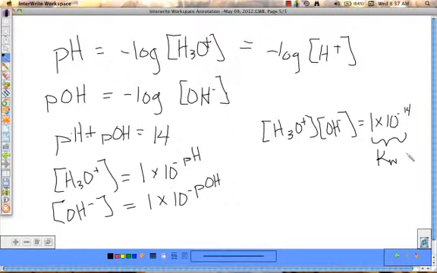Why Kw? I don't know. But there are other constants. The acid constant is Ka. The base constant is Kb. We didn't study those.